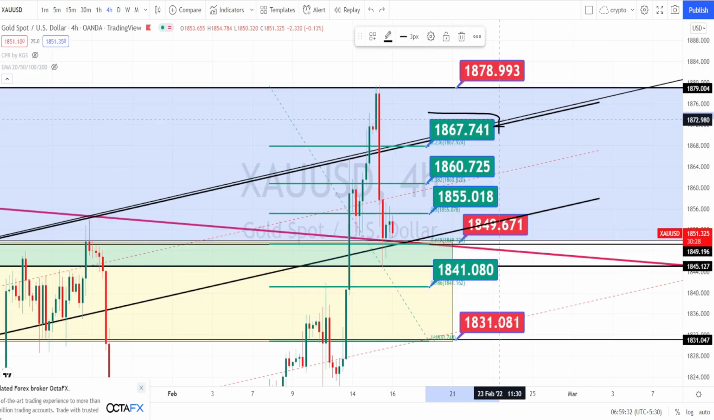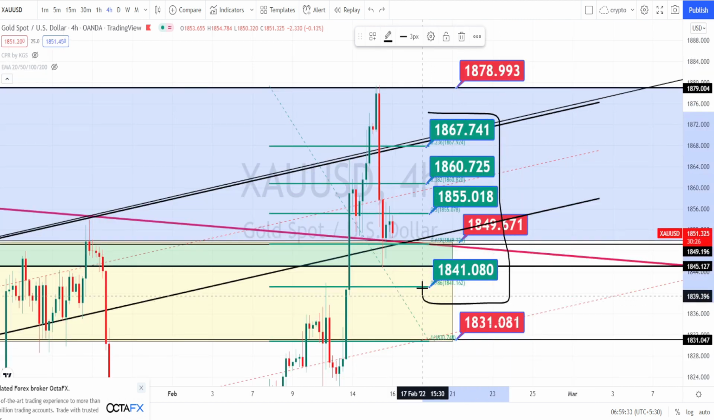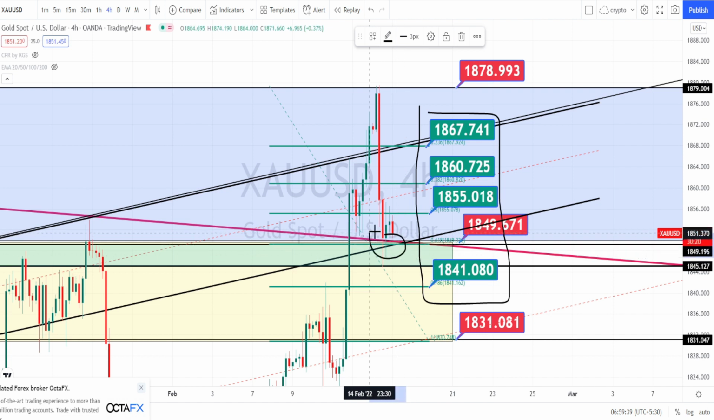So the values marked in green color boxes are the support and resistance levels in 4 hours time frame. Currently the price action is taking support on the support level of 1849. If it manages to break this support level, we can expect it to test the next level of support, which is going to be around 1831.